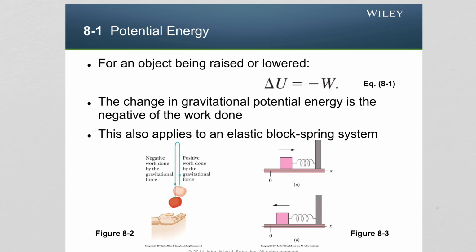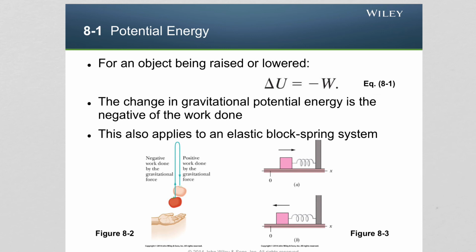So at the very top here, the tomato has a maximum amount of gravitational potential energy with respect to the ground. And so as it's falling down, the gravitational potential energy will be decreasing. So the gravitational potential energy is leaving the tomato, and the gravitational force is transferring that gravitational potential energy into the kinetic energy of the tomato.